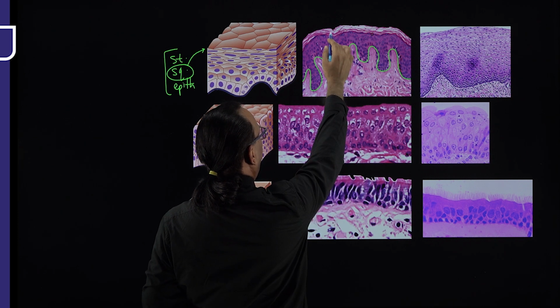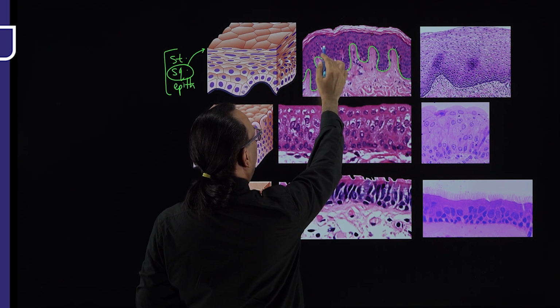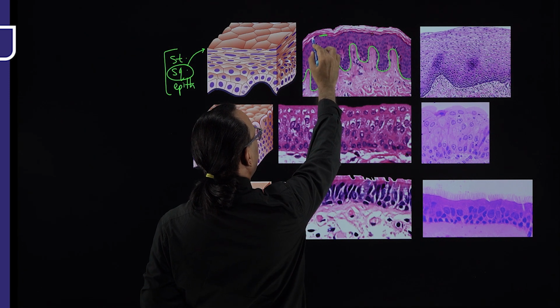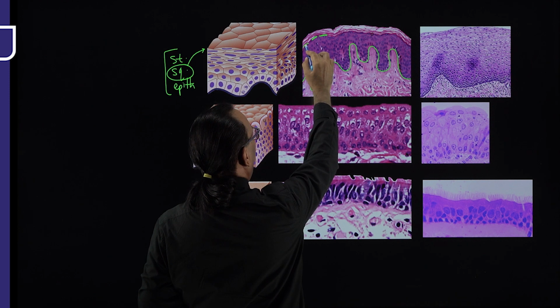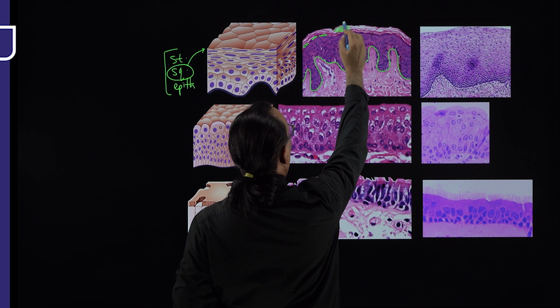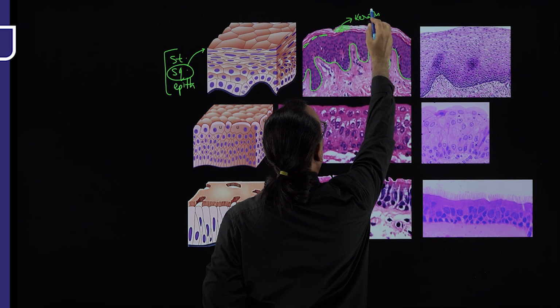But here we focus upon stratified squamous epithelium. Basal cells can be columnar, in the middle we have cuboidal, and the topmost cells, you can see the flat cell with flat nucleus, simple squamous epithelium. And then some keratin is also observed because this is skin. In the skin, we have the keratin to keep the surface dry.